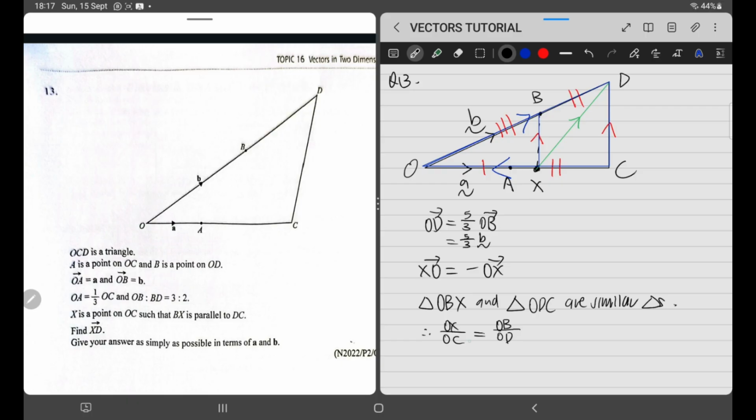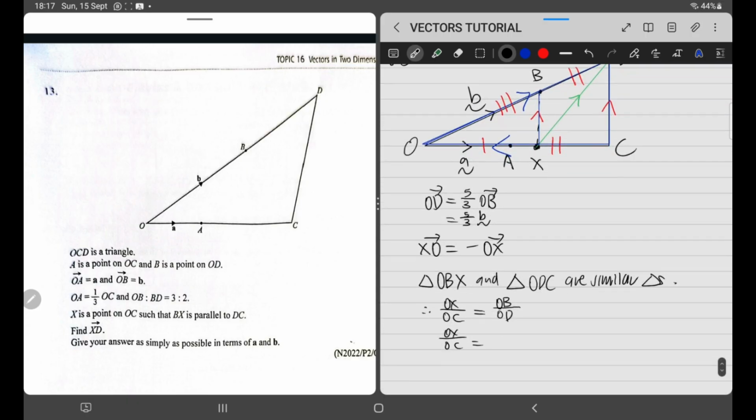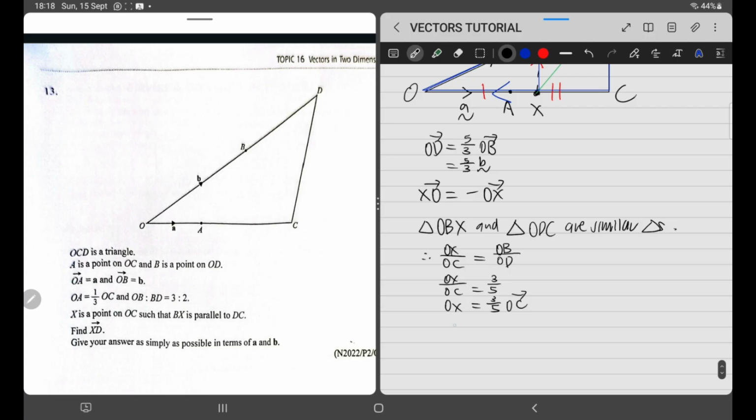So therefore, OX over OC is just 3 over 5. Therefore, OX equals 3 over 5 of OC. So therefore, negative OX equals negative 3 over 5 OC. And OC is just 3A.